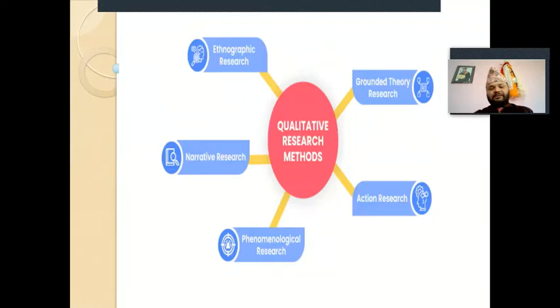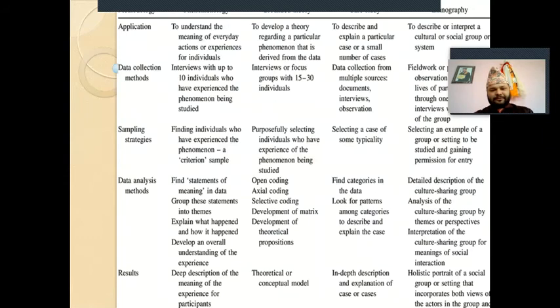Okay, these are the qualitative research methods. The first one is phenomenology, the second is grounded theory, the third is case history, and the fourth is ethnography. Okay, what is phenomenology? This is a type of qualitative research, or approaches to qualitative research, to understand the meaning of everyday actions or experience for individuals. Right, that is the phenomenon aspect, daily life, everyday action, right?